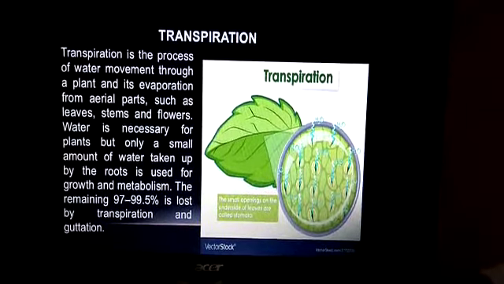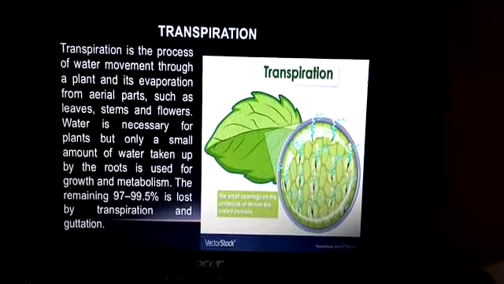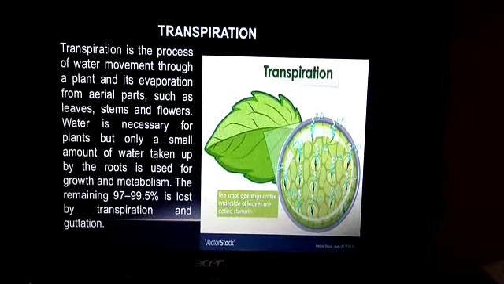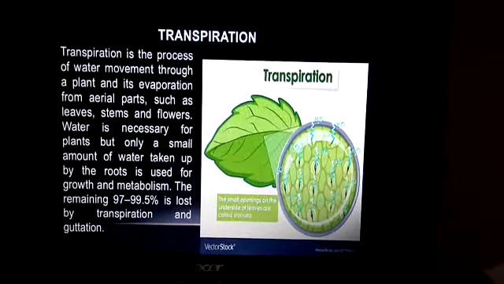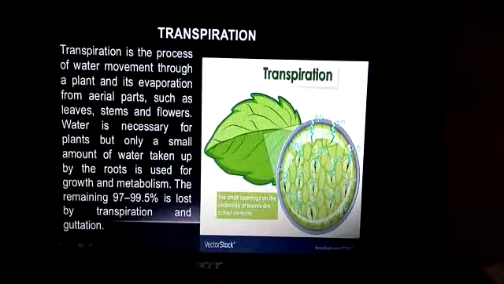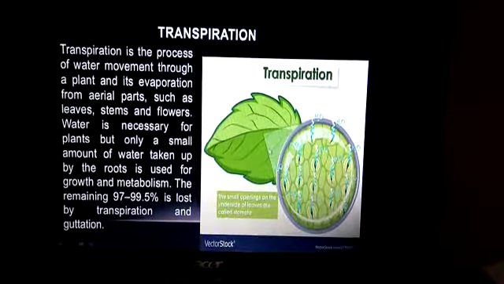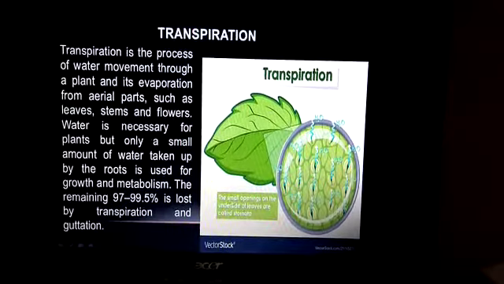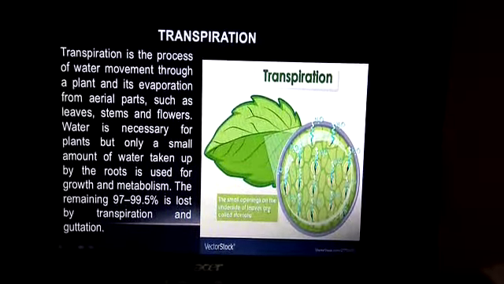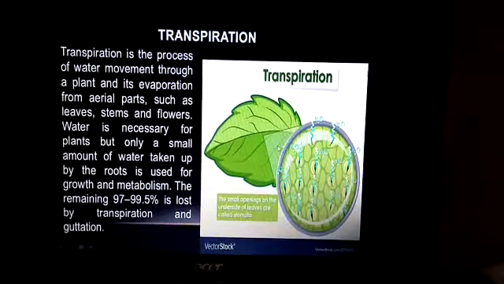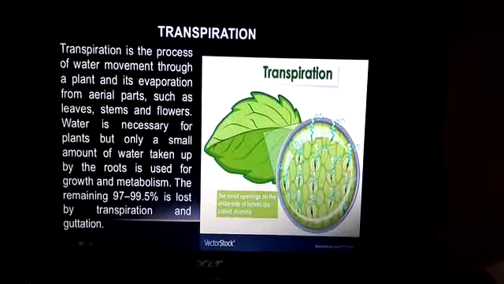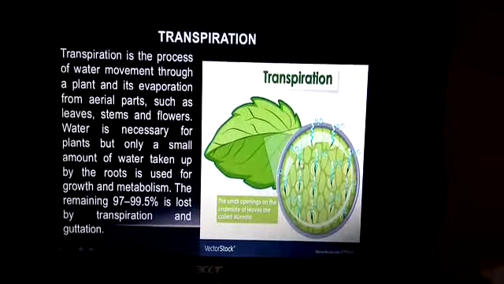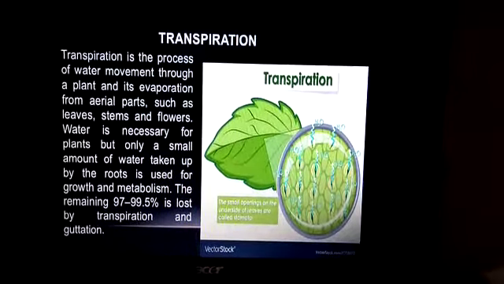Transpiration is the process of water movement through a plant and its evaporation from aerial parts such as leaves, stem and flowers. In this picture you can see a section of a leaf in which small openings on the underside of leaves are called stomata, and loss of water occurs through these stomata.